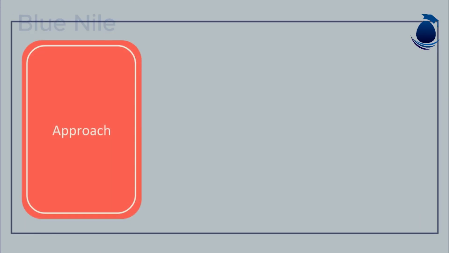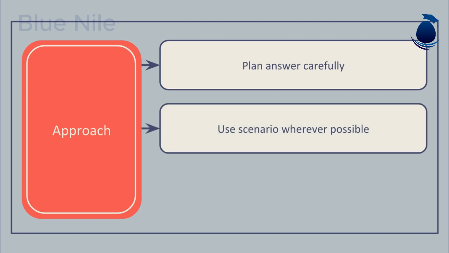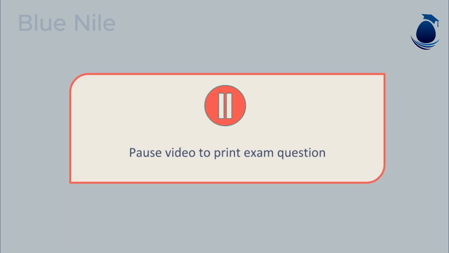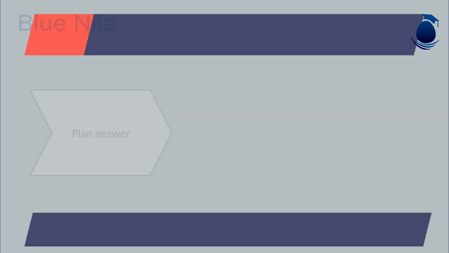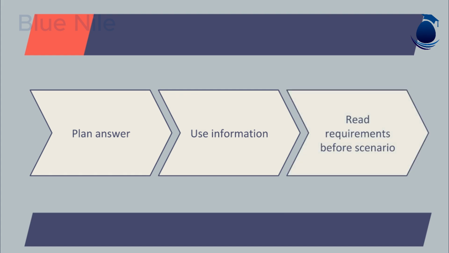To successfully complete this question, you will need to plan your answer, taking care with the time allocated to each part of the question. Use the scenario where needed, and have clear and efficient communication. It may be worth pausing the video at this point and printing off the exam question. That way you can follow the scenario as we talk through it. As with any question containing a scenario, it is important to plan the answer and use the information that has been provided. Reading the requirements before the scenario really helps you focus on the important parts of the scenario when it is time to digest it. This is crucial given the time you have in the exam.